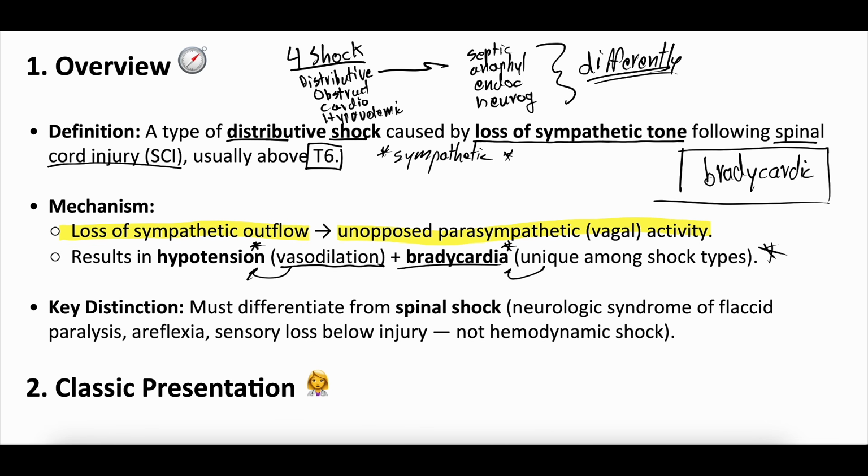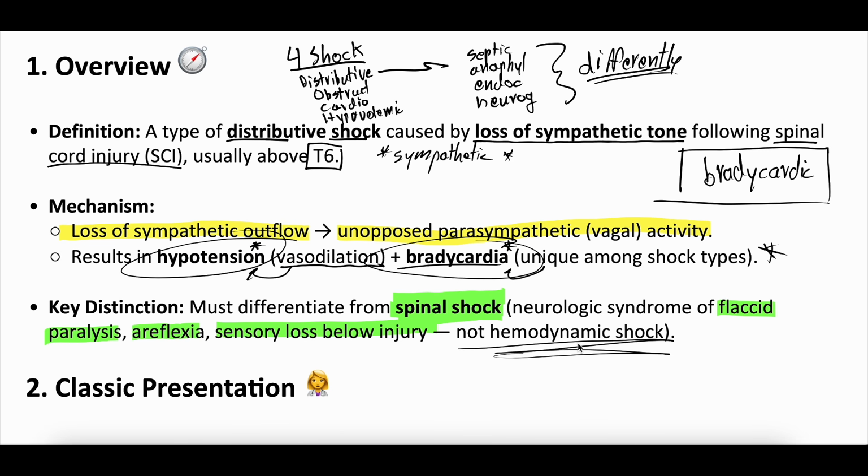Key distinction here. So there is spinal shock, okay? And spinal shock occurs differently than neurogenic shock. Spinal shock, you usually are flaccid paralysis, no reflexes, sensory loss below the injury, okay? But you often do not have hemodynamic shock. You often are not hypotensive and not bradycardic. And we'll get into this differentiation a little bit more as we go on here.